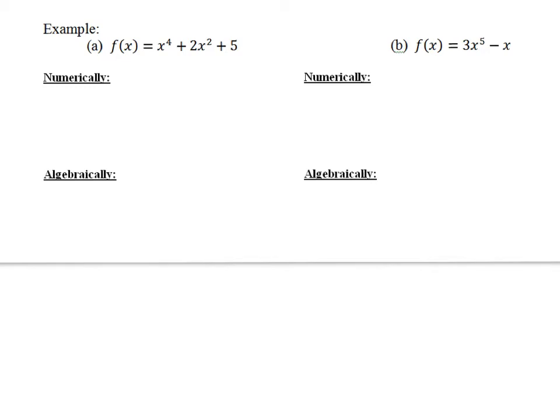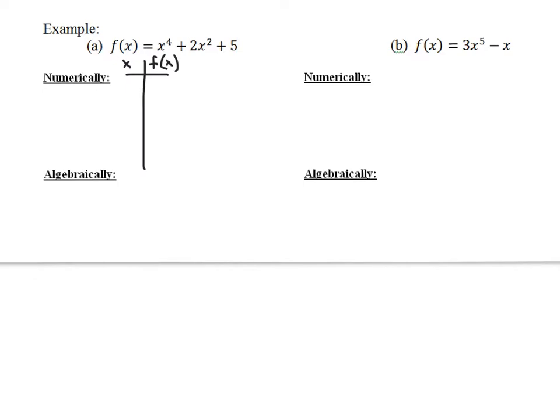Let's begin by examining the function f of x is equal to x to the fourth plus 2x squared plus 5. We're going to look at different ways to determine whether this function is even or odd. So first of all, if I want to look numerically at this function, I'm going to make a table of values. And I'm going to evaluate this function at several different x values. And in fact, I'm going to pick x values that are opposite of each other.